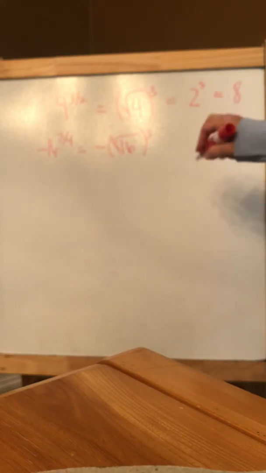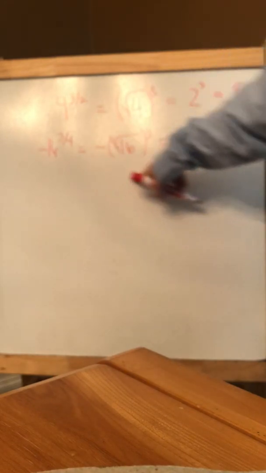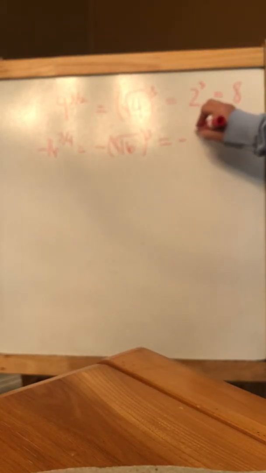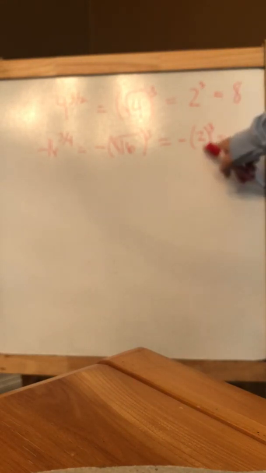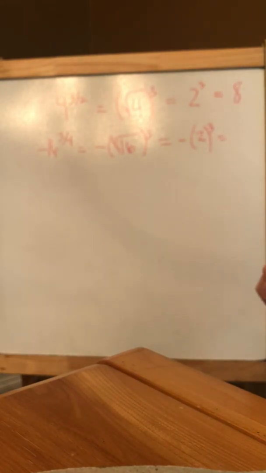All right, so what is the 4th root of 16? Well, that's 2. So our negative is just going to carry on over here. So we have negative 2 to the 3rd power. What's 2 to the 3rd? That's 8. And our negative sign just stays in front. So negative 8 this time.